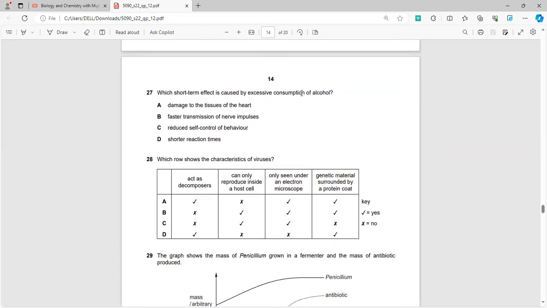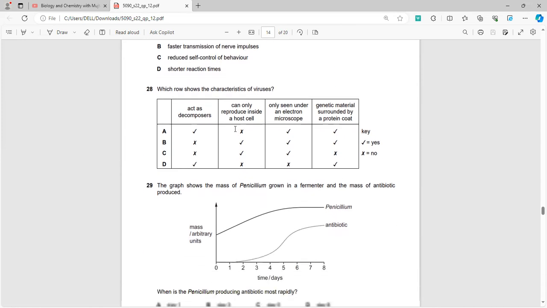Now, alcohol, we all know, can only be tolerated in moderate amounts, and if consumed in large amounts, it causes social withdrawal and is extremely harmful for the liver as well. The short term effect is that reaction times are prolonged, and this greatly increases the cases of driving accidents which occur. Reduced self control of behavior, yes.